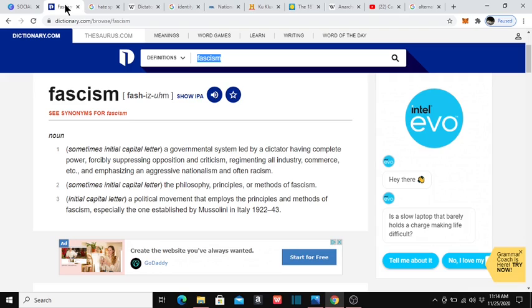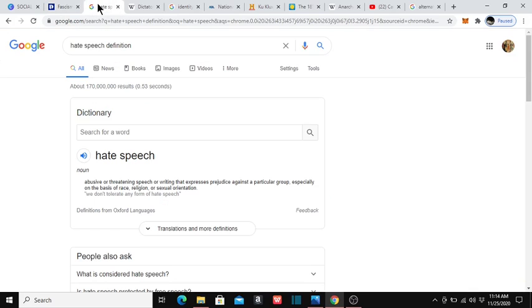So now the next portion, forcibly suppressing opposition and criticism. What is this in reference to? Speech, the things that people can say and do. So what would be an example of forceful suppression of opposition or criticism? Today we hear a lot about hate speech and the suppression of hate speech. What is hate speech? Hate speech is abusive or threatening speech or writing that expresses prejudice against a particular group, especially on the basis of race, religion, or sexual orientation.